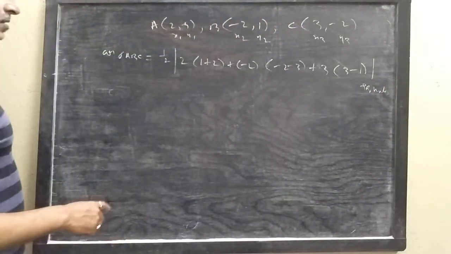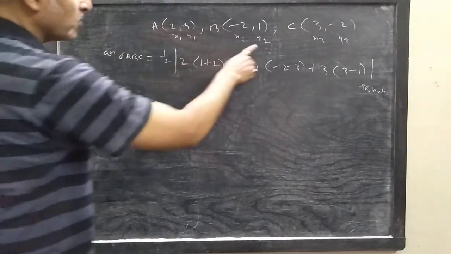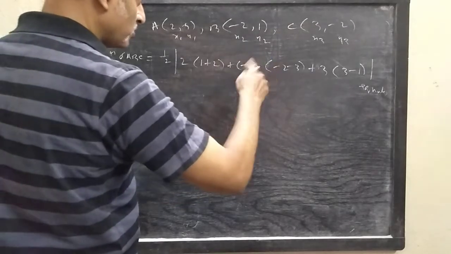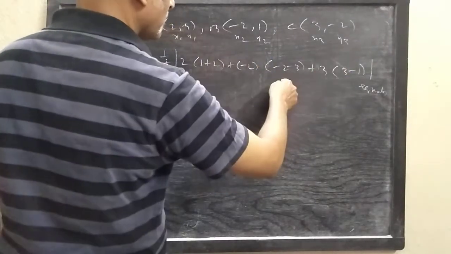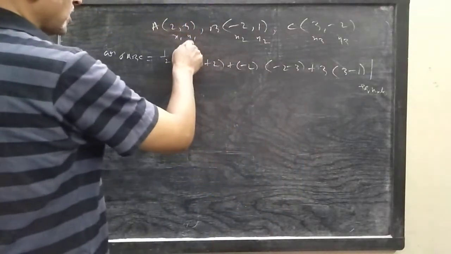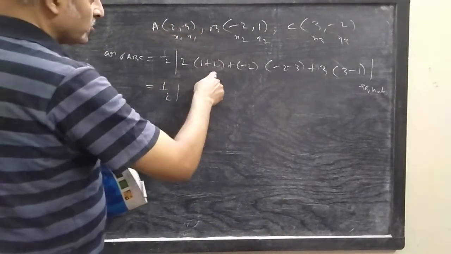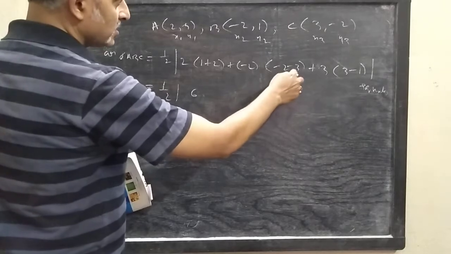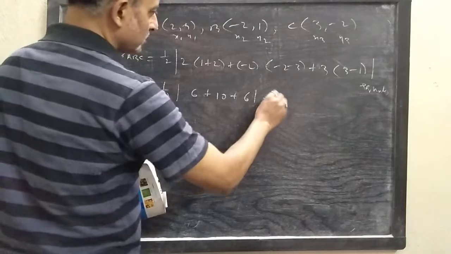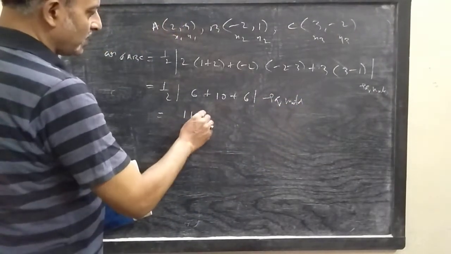Again, check whether I have written it correctly or not. x1 into y2 minus y3, 1 minus minus 2, plus 2. x2 into y3 minus y1, y3 is minus 2, y1 is 3. Then plus x3 into y1 minus y2, y1 is 3, y2 is 1. Then half mod 2 into 3, 3 into 6, this is minus 5 into minus 2, that is plus 10. This is 3 and 6 square units, 6, 6, 12, 22, that is 11 square units.